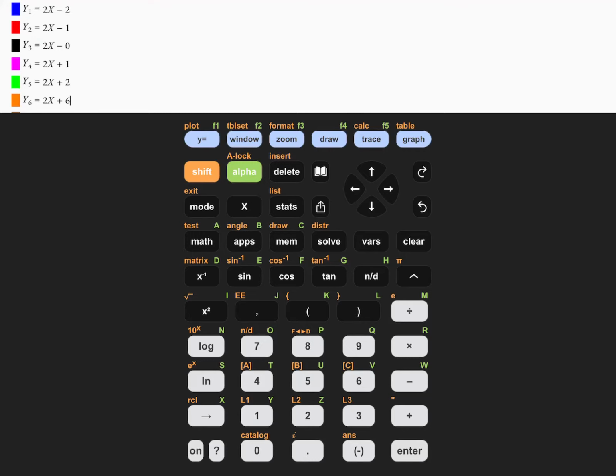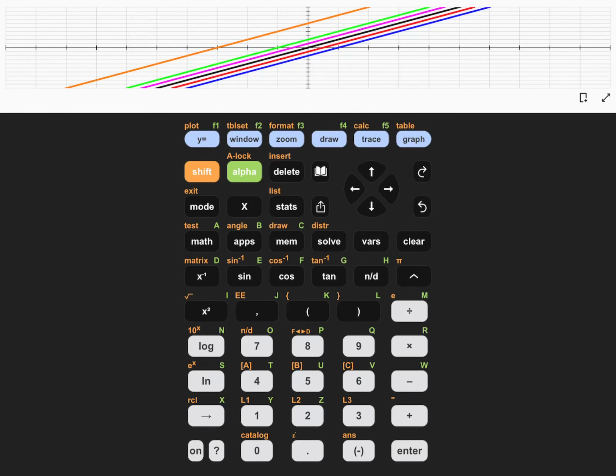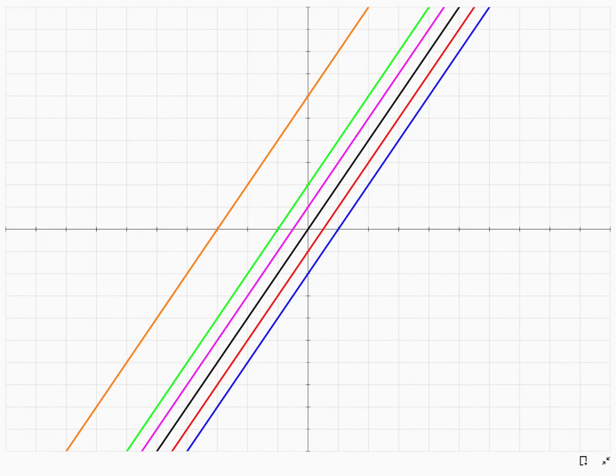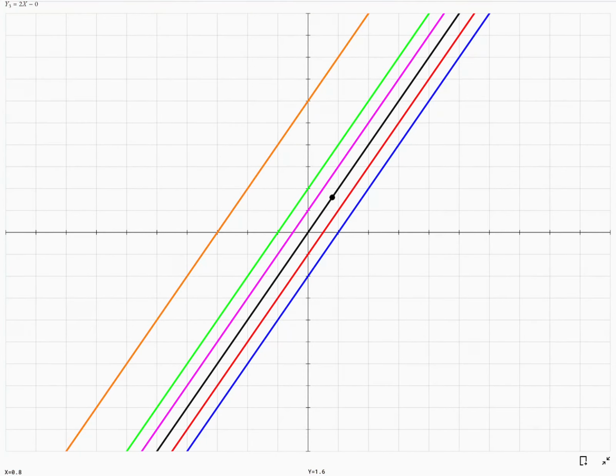Once you've got all of your y equals, go ahead and hit graph. Hopefully it's maintained the same window here for us. It looks like it has. Now, what do we notice about all of these graphs? So what's the same? Well, all of these lines are parallel to one another.